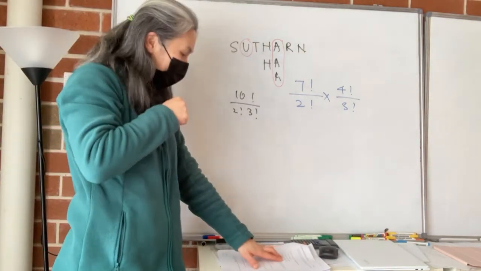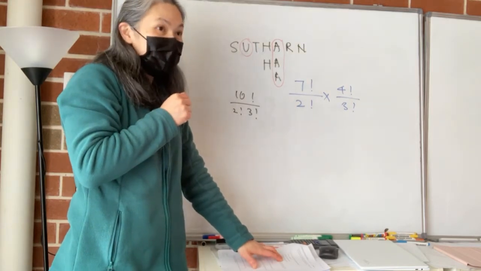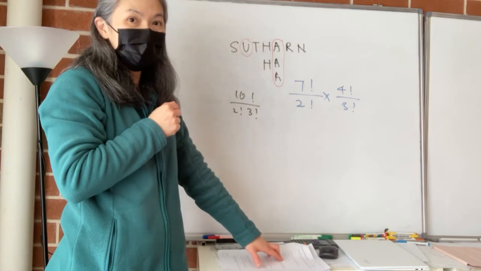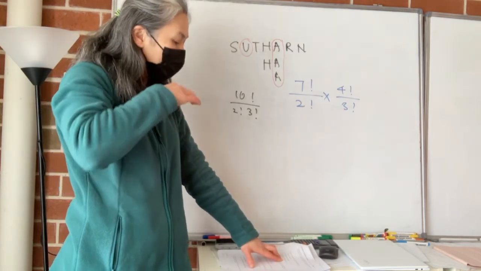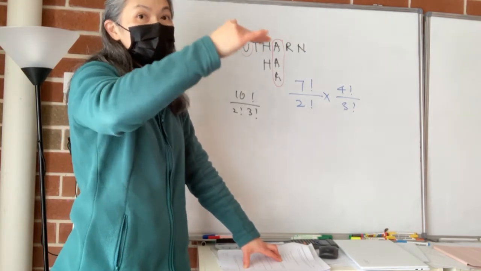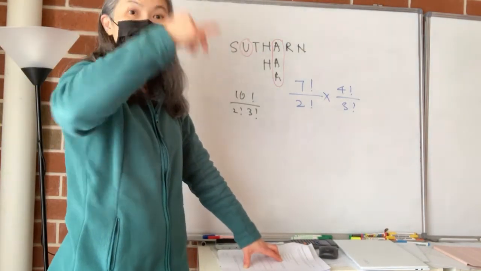Okay, so this one, question C, is really similar to the New Zealand question because no 2 vowels are next to each other. So put in all the consonants and then slot in the vowels.